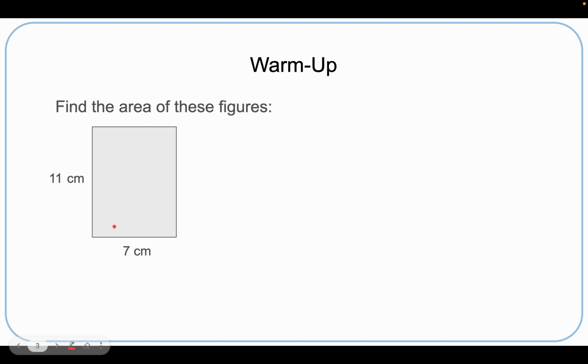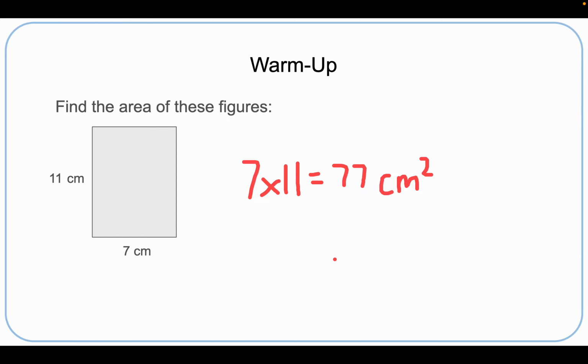Okay, first one, we have a rectangle, 7 centimeters by 11 centimeters. Area is found by multiplying the length times width. So that would give us 77. And we always want to be sure that we have the correct units. So that's square centimeters, 77 square centimeters.